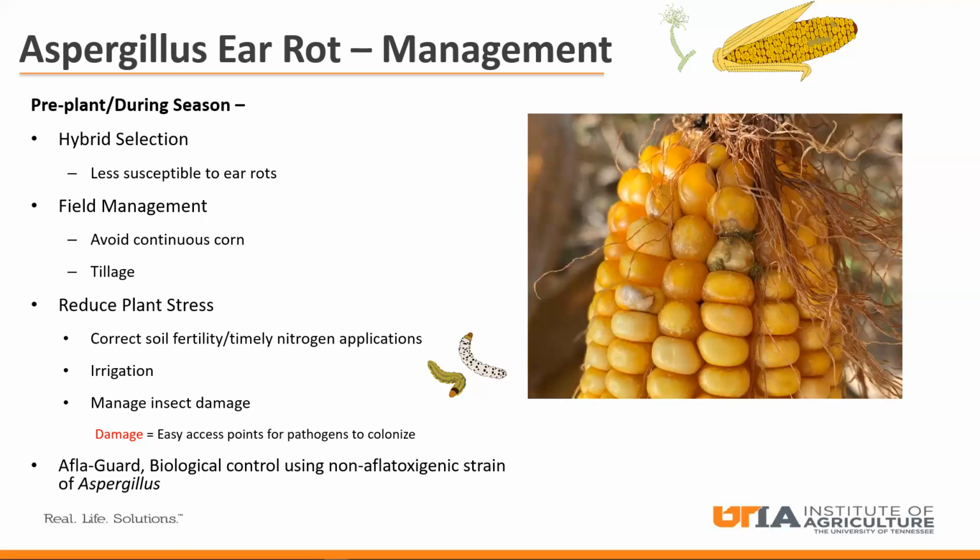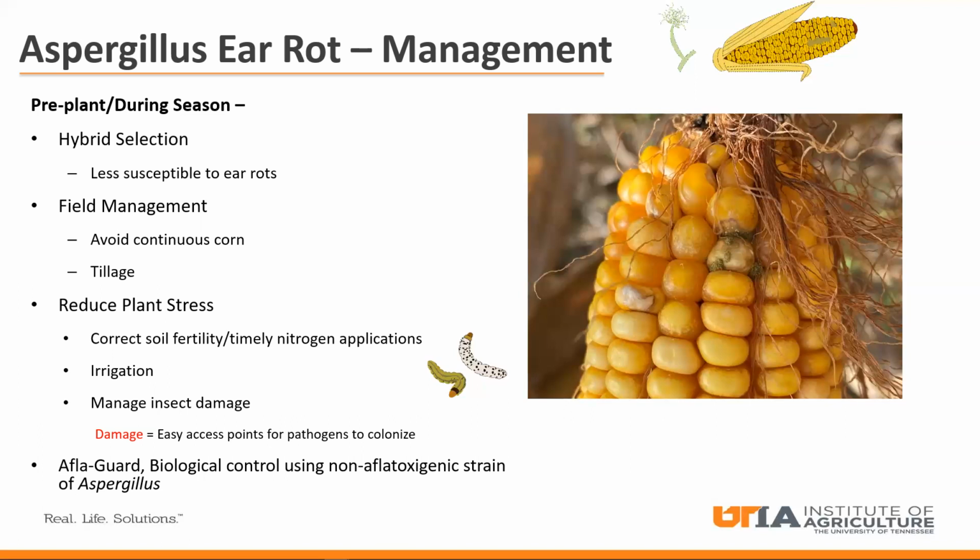Two other things, field management wise, that are sometimes plausible that we can do. You might want to avoid continuous corn. And then also, if we can, till up that field and get that inoculum broken up for that year. Those are also other strategies for management.